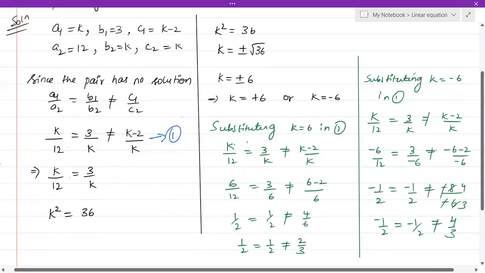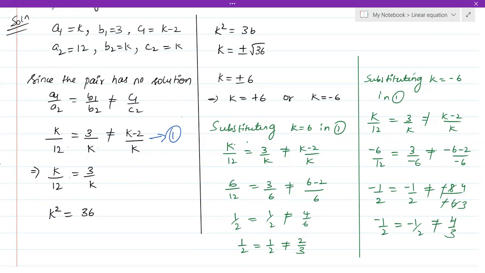So K square is equal to 36, which implies K is equal to plus or minus root 36. Root 36 is 6. Therefore, we have got two values of K: one is positive 6, the other is negative 6. So K value is either 6 or minus 6. But here, remember, we found the value of K using only the first two ratios.